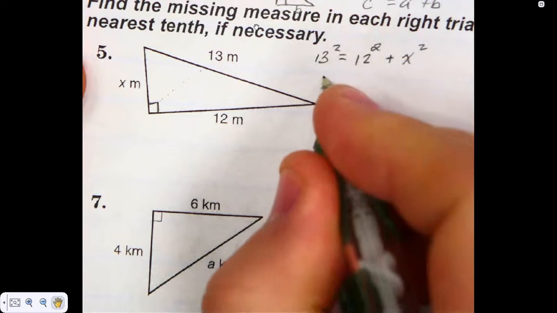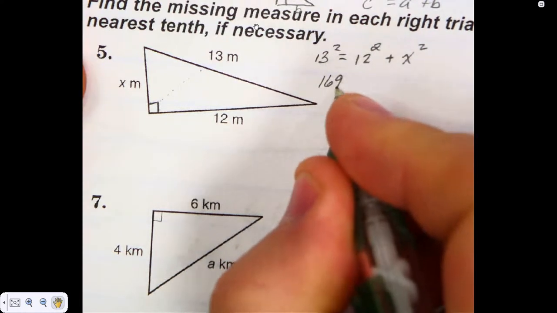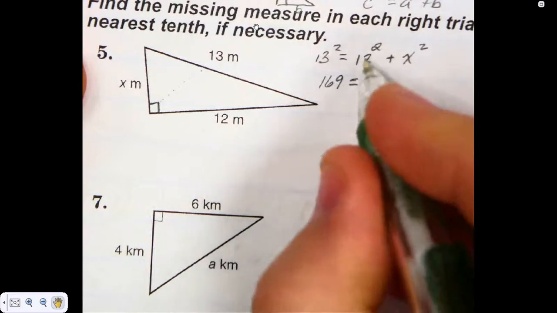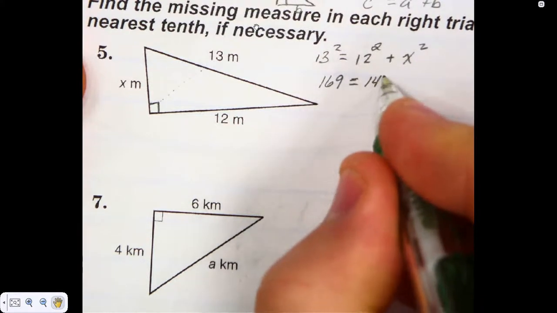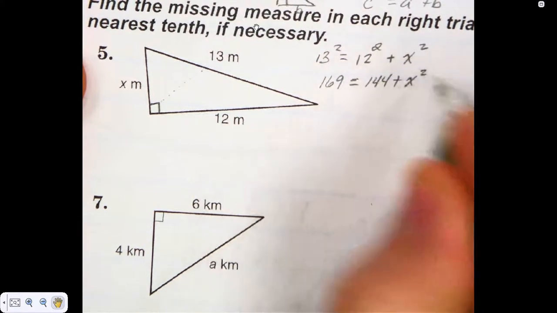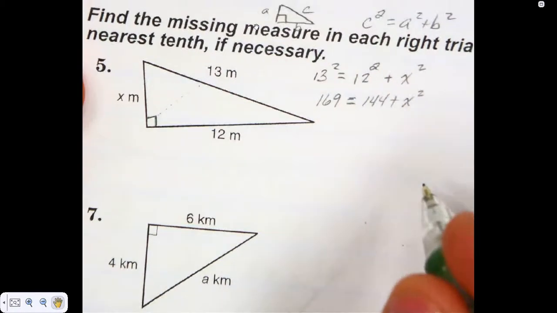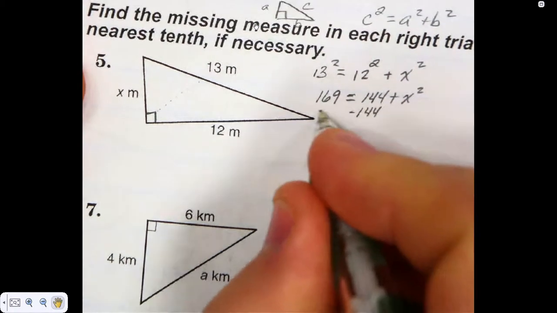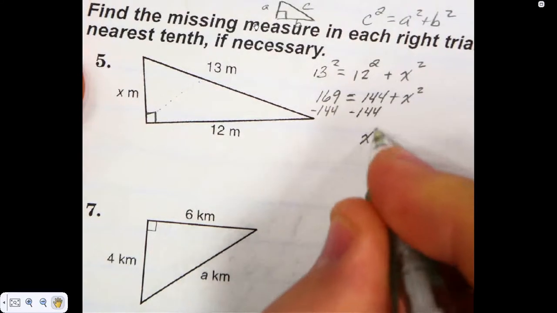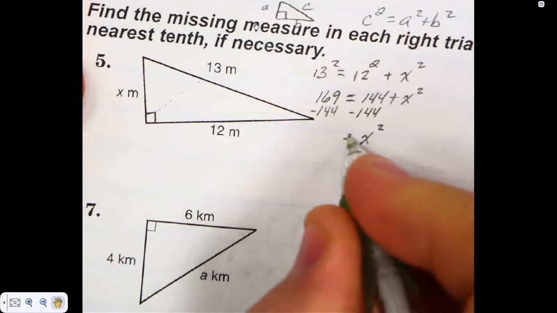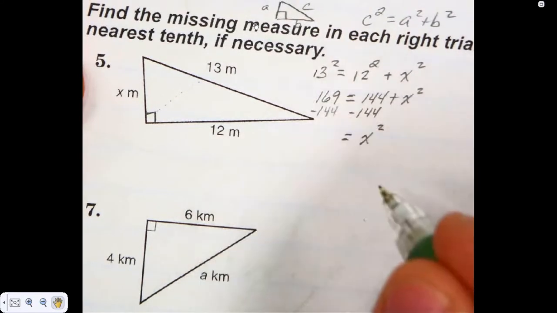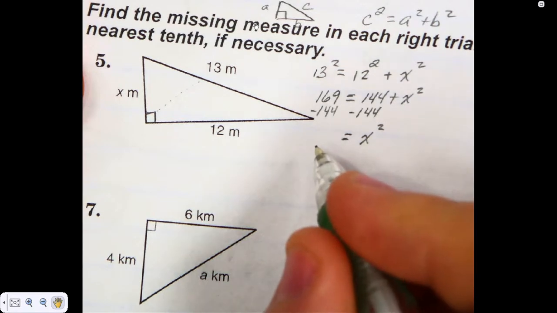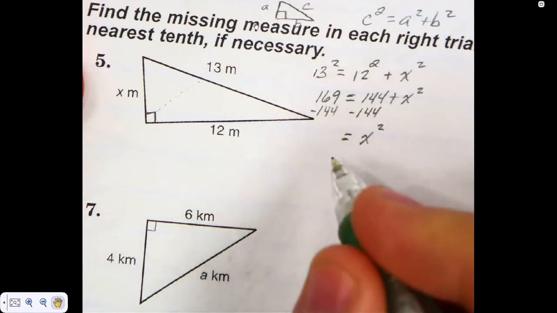What's 13 squared? 169. You want to skip steps? Go get in an honors class. 12 squared plus x squared. What's your next step here? X squared is equal to what? 169 minus 144.